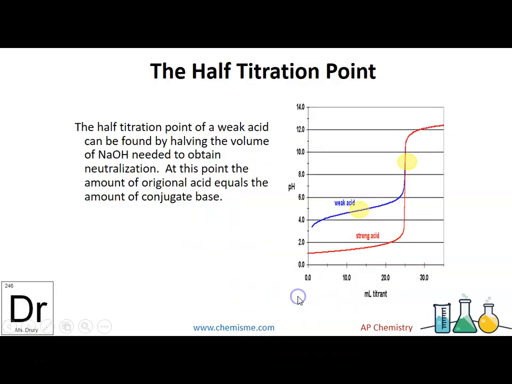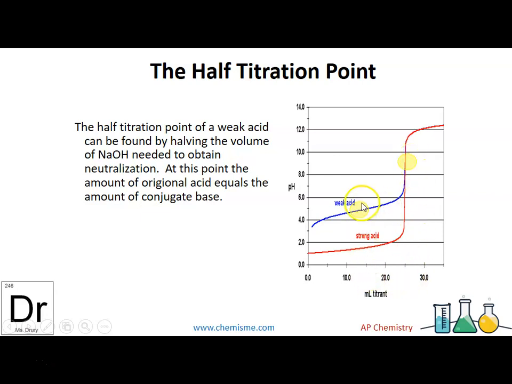It's shown. One last thing about these titration curves is if you're working with weak acids and bases, there's something called a half titration point, and it's really important. The half titration point of a weak acid can be found by halving the volume of sodium hydroxide needed to obtain a neutralization. At this point, the amount of original acid equals the amount of conjugate base. So if you look at the equivalence point where the two curves were the steepest, that took us approximately, I don't know, let's say 26 milliliters. So half of that would be approximately 13 milliliters. Read back up. And that's where our half equivalence point is.